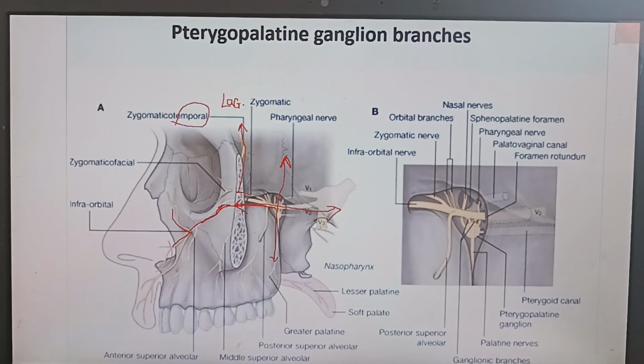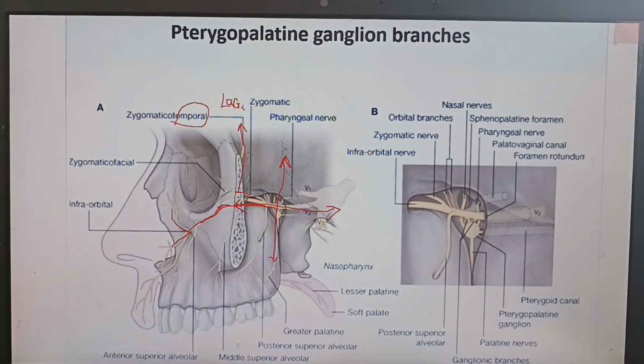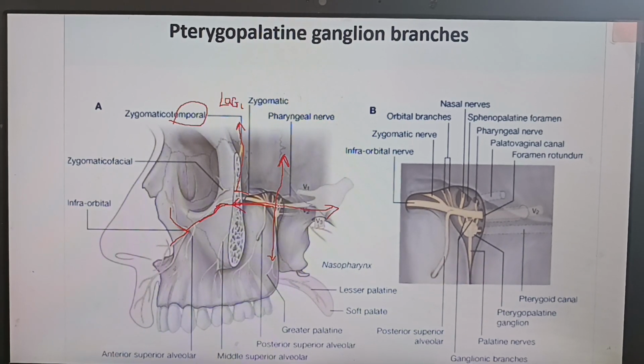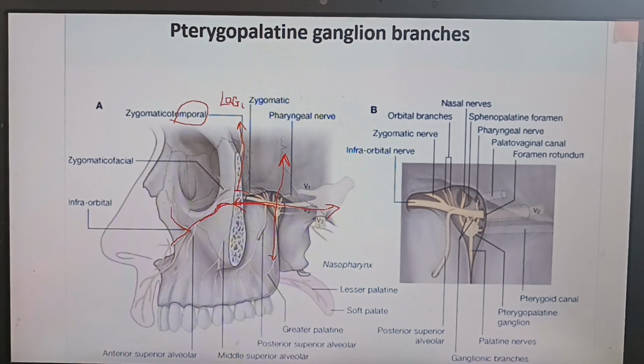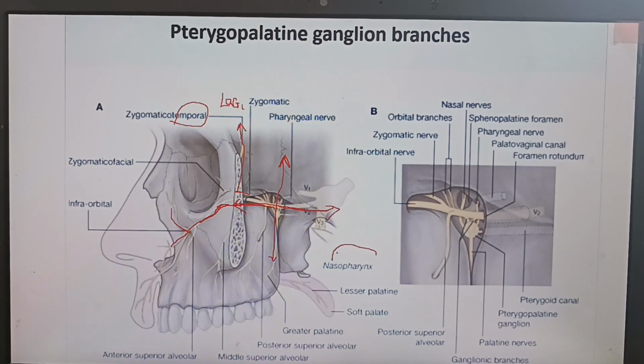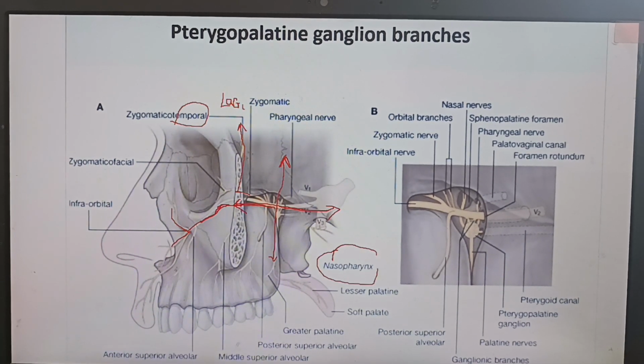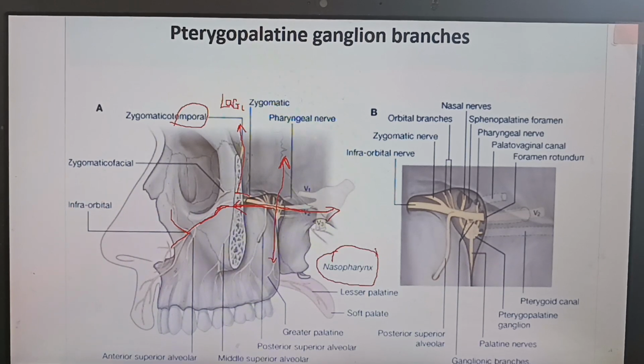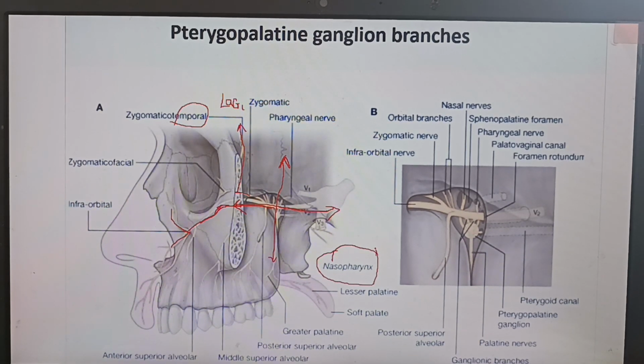As I told you, it is a secretomotor fiber. Next branch is what goes backwards. So what is backward here? You have the nasopharynx, correct? So backward behind is the nasopharynx. The branch which goes to the pharynx can be called a pharyngeal branch.